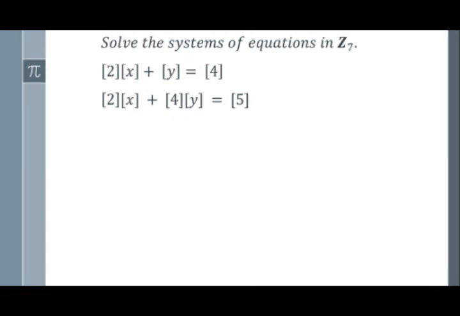I'm going to present assignment 2, exercise 2.6, number 11 from the book. The question says to solve the system of equations in modulo 7. We are given two equations. The first equation we'll call equation 1 and the second equation we'll call equation 2.